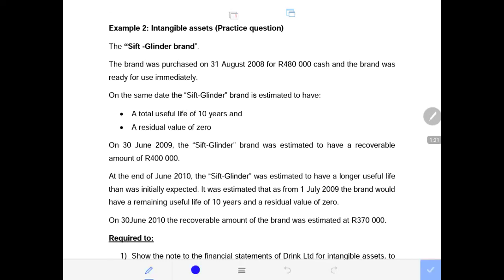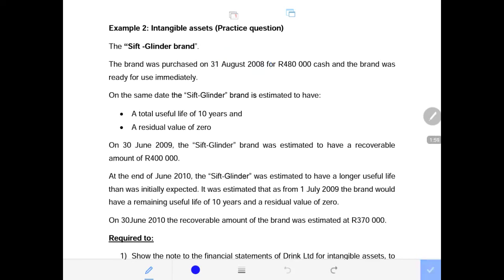Now, reading the information, it says the brand was purchased on the 31st of August 2008 for 480,000 rands cash, and the brand was ready for use immediately. So now the cost of the brand, in this case, it is 480,000 rands. That is the cost of the brand. And it was available for use on the date of the purchase.